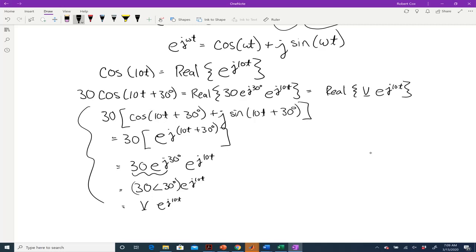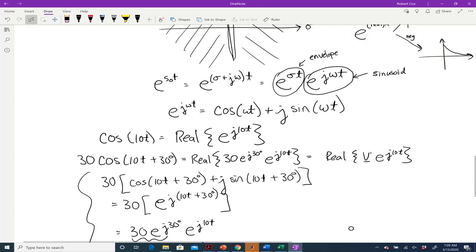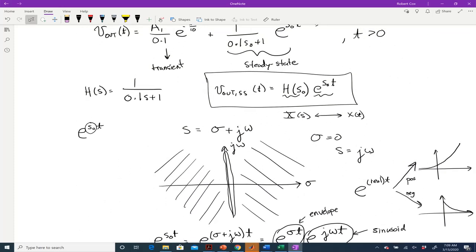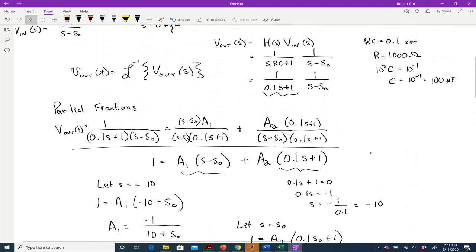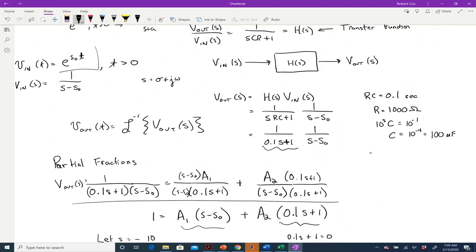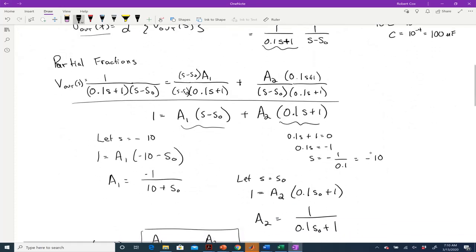All right. Bearing all of that in mind, let's go back to the result that we found at the end of part 1. I said if I put a complex exponential, e to the s naught t, into my circuit as the input, that had a Laplace transform 1 over s minus s naught. So I did my analysis over here. I said the transform of the output is equal to this guy over here. And to find the real output as a function of time, I take the inverse Laplace transform of V out of s.